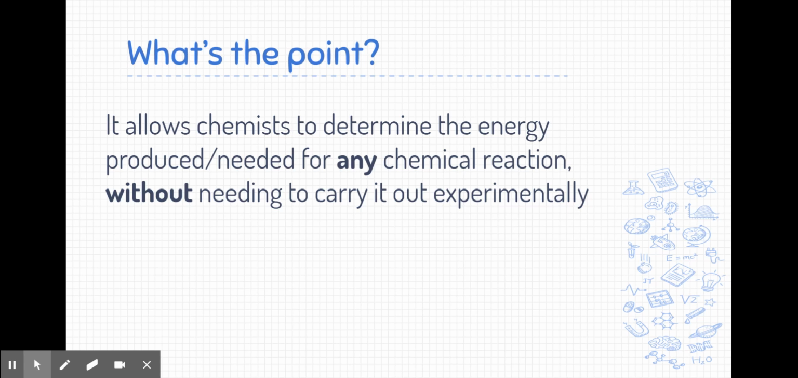And that's really valuable for something like a heat of reaction. This is a very useful thing to know. How much energy is going to be required or produced in a chemical reaction? But lots of reactions require specialized equipment. They might be labor and energy intensive to produce. So what Hess's law allows us to do is use a table of known heats of reaction and then figure out the energy produced or needed for any chemical reaction without actually needing to carry it out experimentally. So very valuable thing.